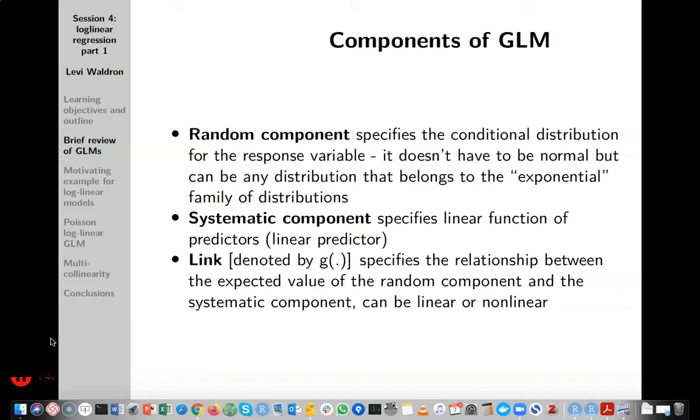And then the systematic component is that part that is predicted by the predictors, and that is this linear part. It's the betas. And then finally the link function, which is a function that relates the random component to the systematic component. And it can be either linear, it was the identity function in the case of linear regression, and it was the logit function or the log odds function in the case of logistic regression.